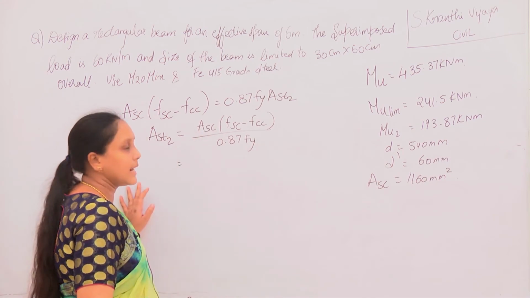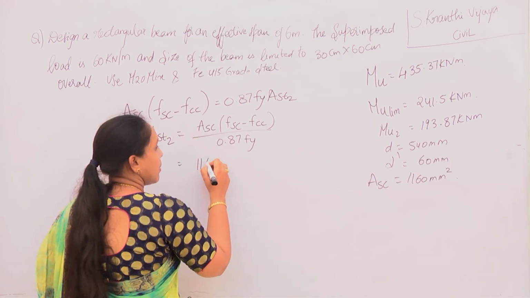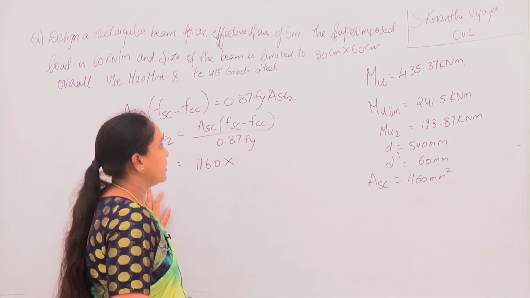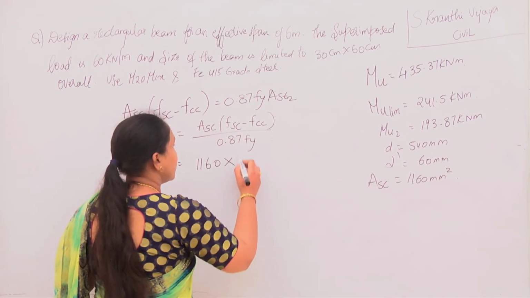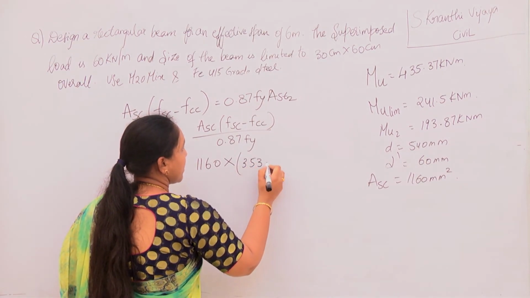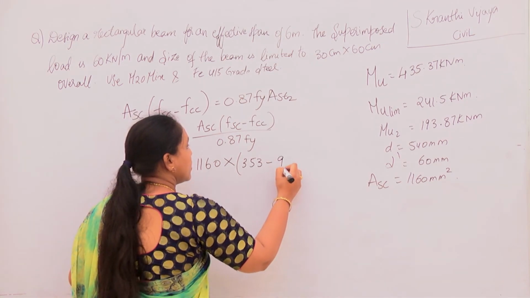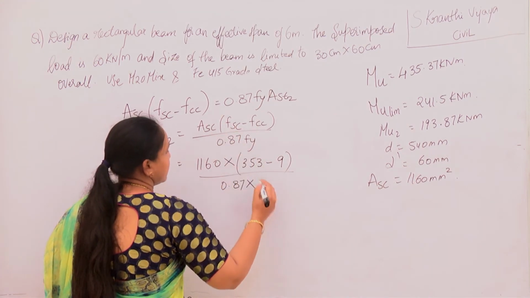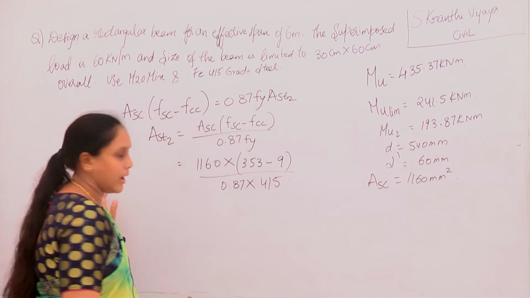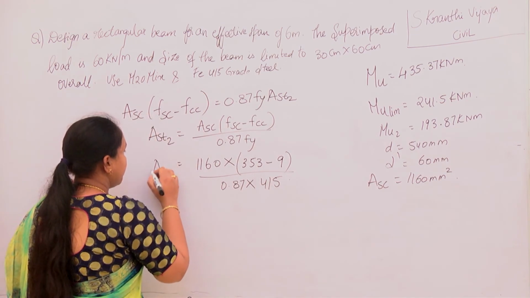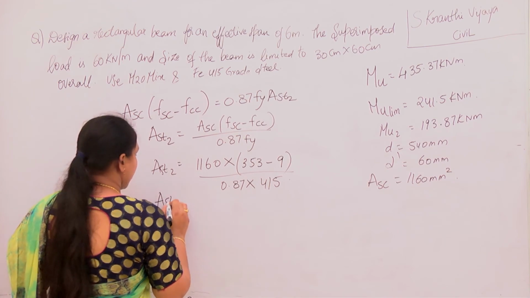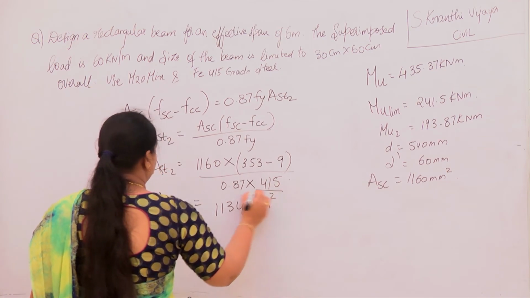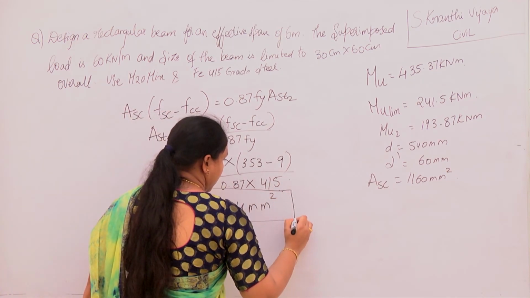So we have already calculated the value of AC. What is it? It is 1160 mm square. You already know the values of FSC and FCC. So what is the value of FSC? It is 523 Newton per mm square and FCC value is 9 Newton per mm square, divided by 0.87 into Fy. Fy is nothing but the grade of the steel, which is 415. So from this you will get the value of AST2. If we calculate this, we will get a value of 1134 mm square. So this is the AST2.